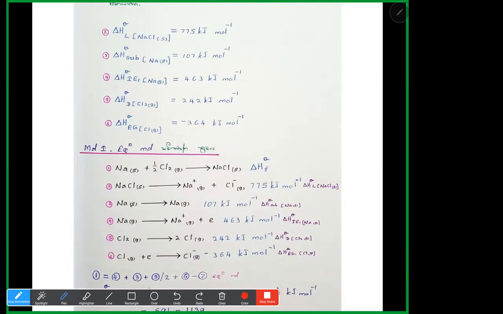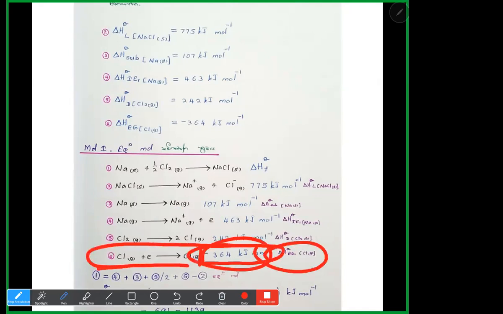Then the last one, electron gain energy of chlorine, that is this, and this is the value, and then this is the symbol.